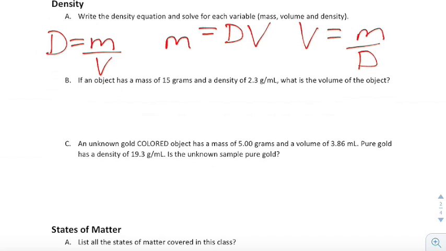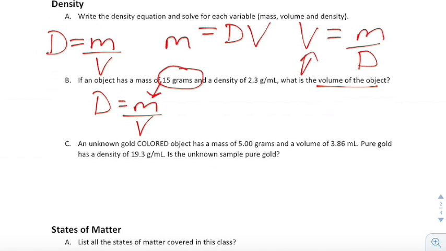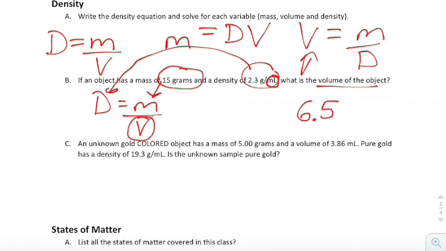If an object has a mass of 15 grams and has a density of 2.3, what is the volume of the object? Since I'm trying to solve for volume, I could use this one directly, or you can plug your variables into density equals mass over volume. What you would notice is that mass goes here, density goes here, and when you solve for volume, the units are going to be in milliliters. If you do this correctly, you should end up with a volume of about 6.5 milliliters.